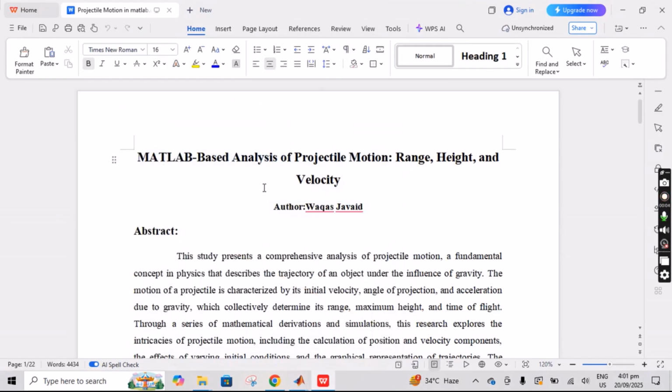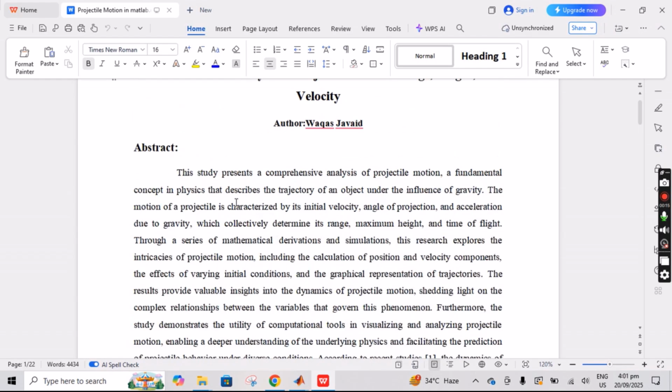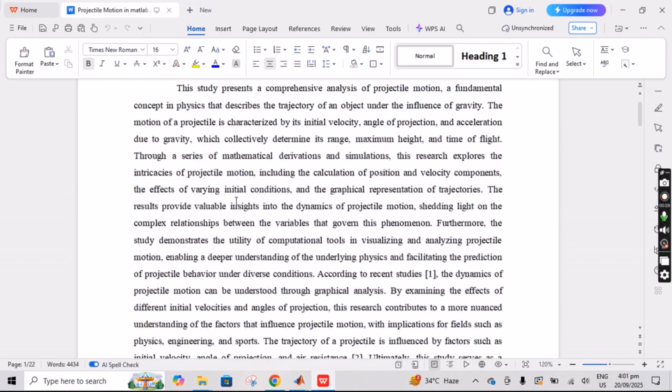Hi, this project is basically a MATLAB-based analysis of projectile motion according to range, height, and velocity. Projectile motion is used in different rocket algorithms. It is used in graphical representations of trajectories under different initial conditions, as well as the dynamics of projectile motion, shedding light on the complex relationship between the variables that governs the phenomena.